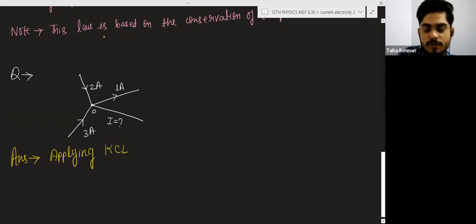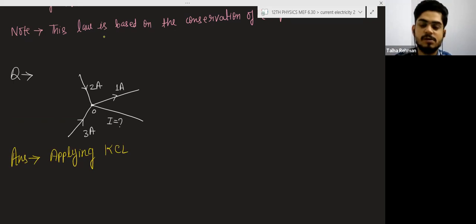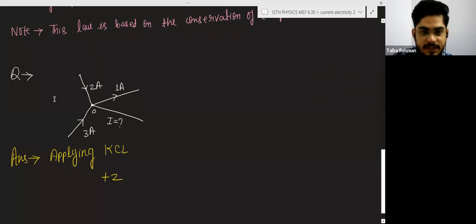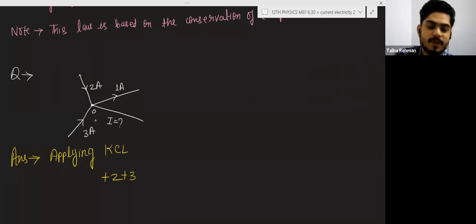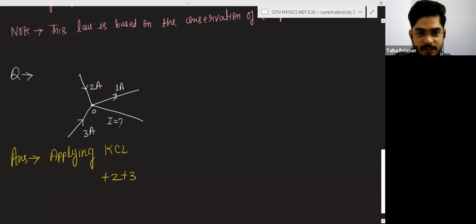Kirchhoff's current law. According to Kirchhoff's current law, the algebraic summation of the currents at the junction is equal to 0. This current is entering, so you will take it as +2. This current is also entering, so you will take it as +3, and this one is leaving, so you will take this as -1.